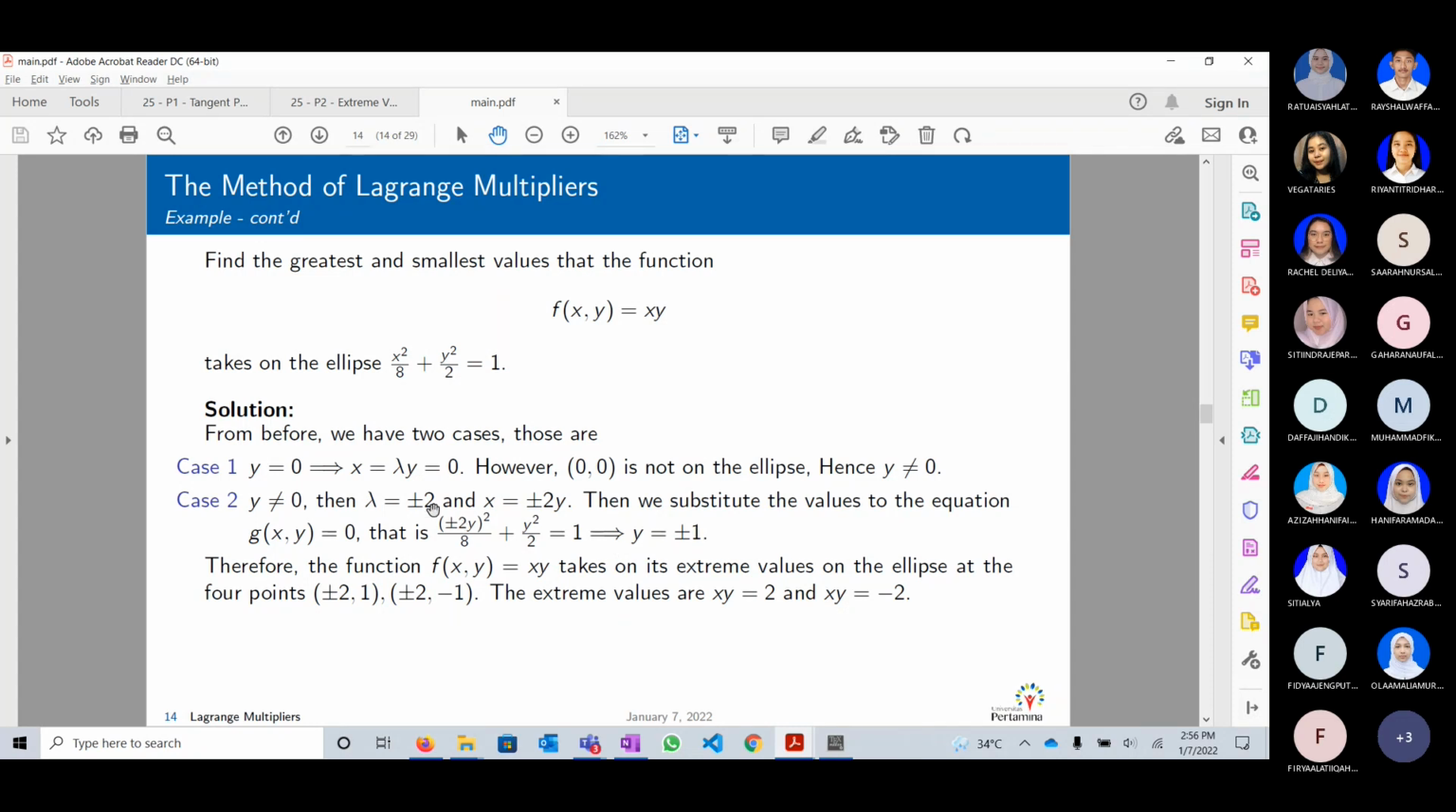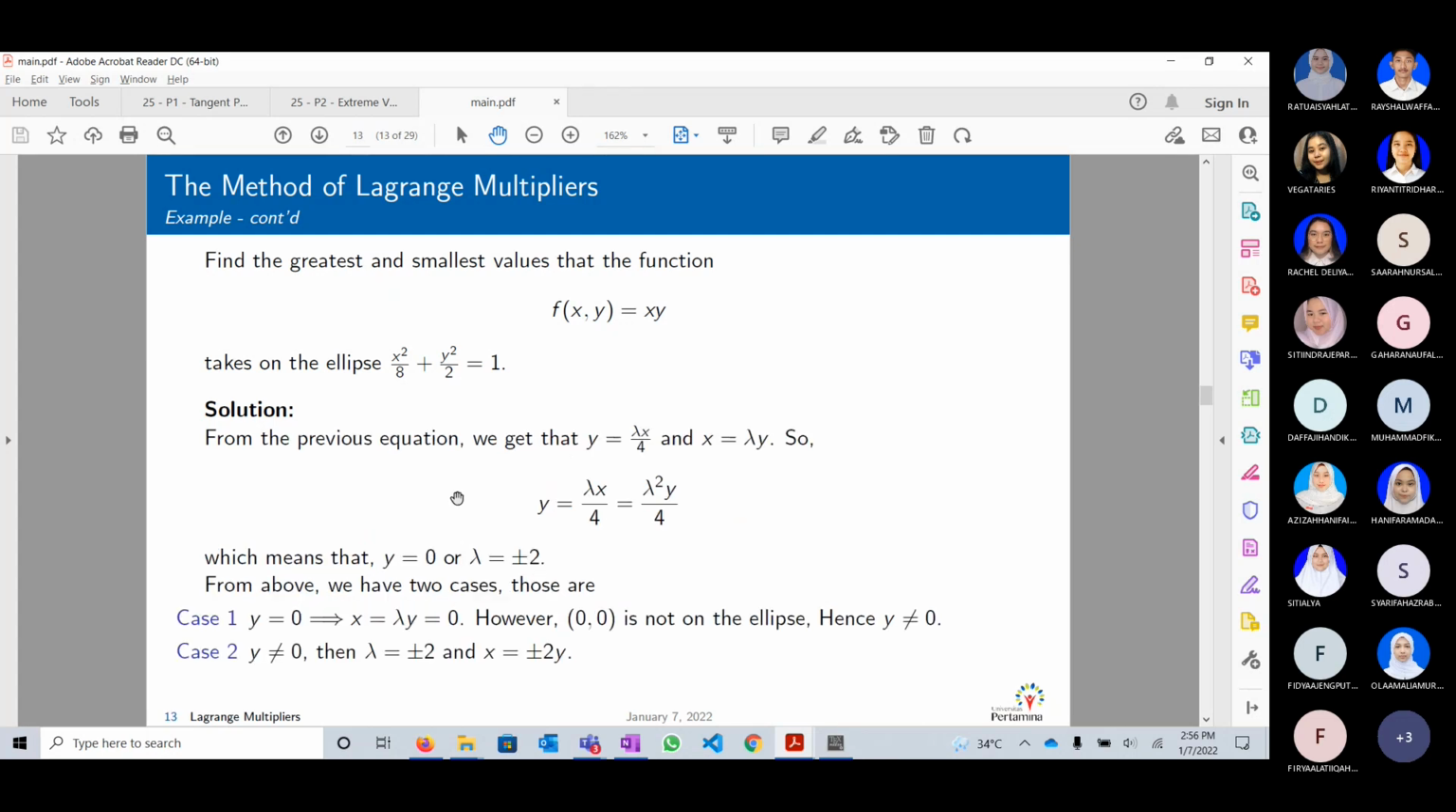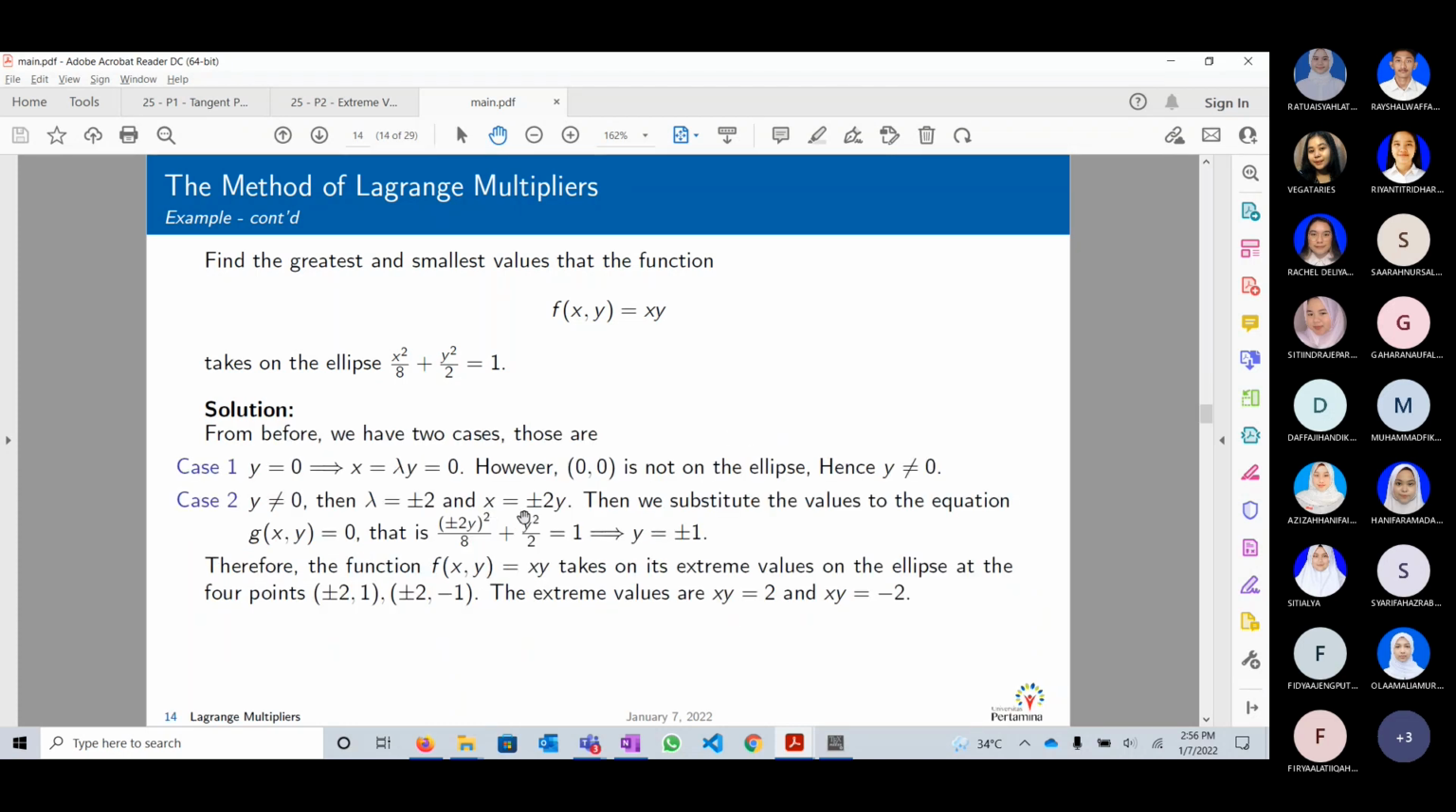Ya, jadi tadi kan kita sudah simpulkan dari kasus pertama bahwa y-nya pasti tidak sama dengan 0. Ya, sehingga pasti lambdanya itu plus minus 2. Kemudian dari lambda plus minus 2, ya, kan kita punya x sama dengan lambda y. Berarti kita bisa simpulkan bahwa x-nya adalah plus minus 2y. Kemudian kita substitusikan ke persamaan elips, g x y-nya sama dengan 0. Kita substitusikan, ternyata kita dapat y-nya adalah plus minus 1.